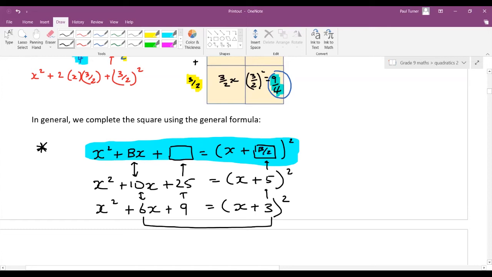So b on 2 goes here. So whatever this number is, 10, half of 10 is 5, half of 6 is 3. But what about the 9? So think about this 9 and 25. So how are these numbers, 3 and 5, related to 25 and 9?